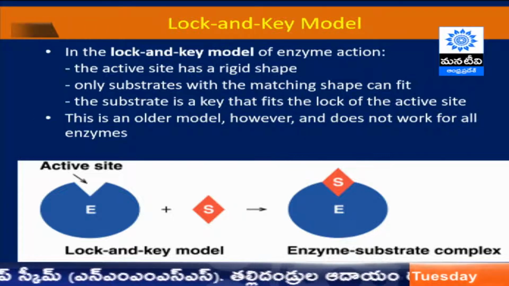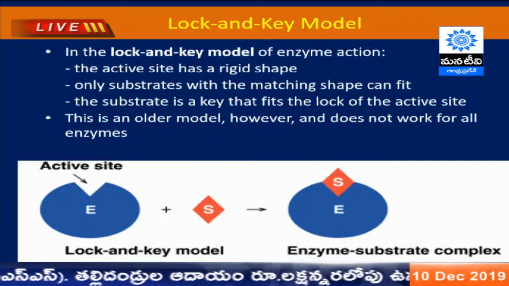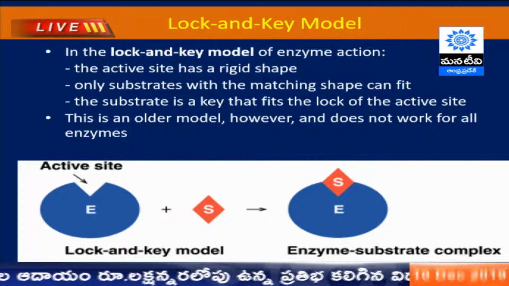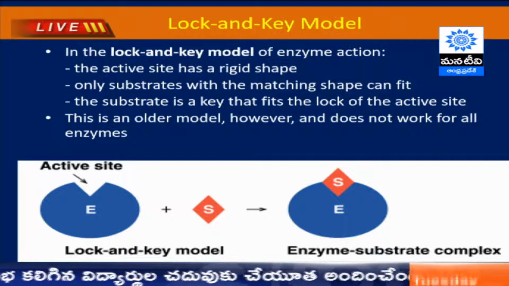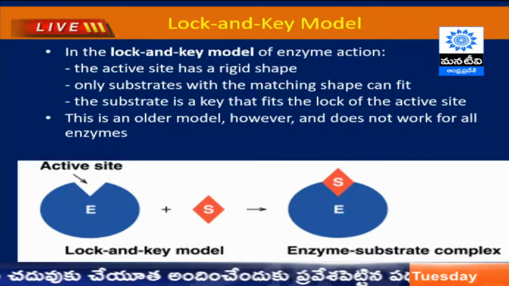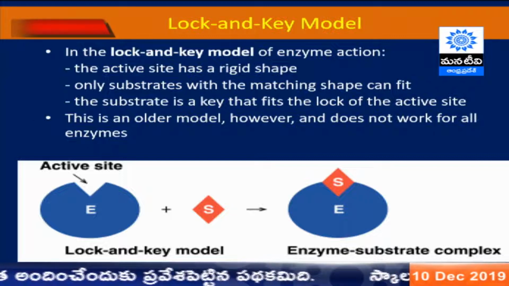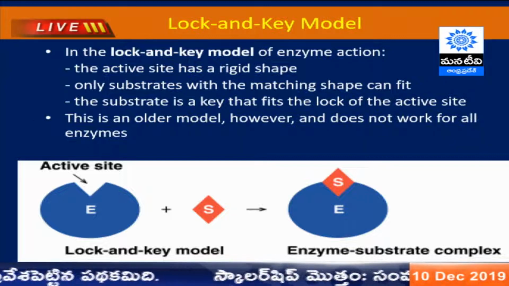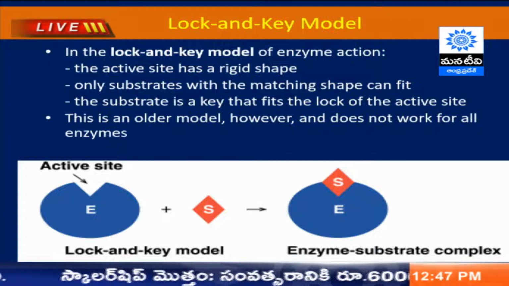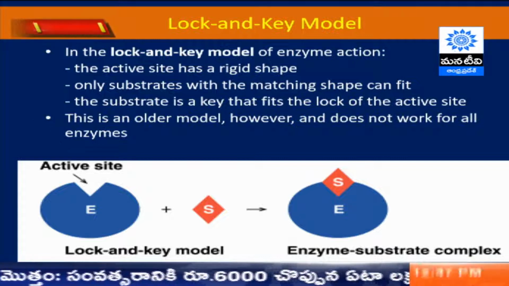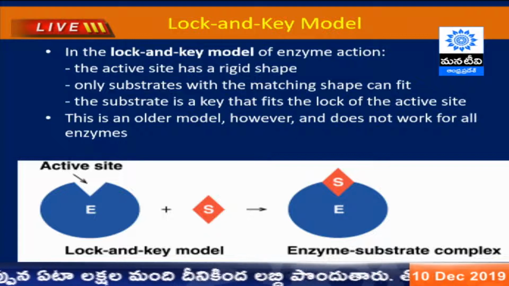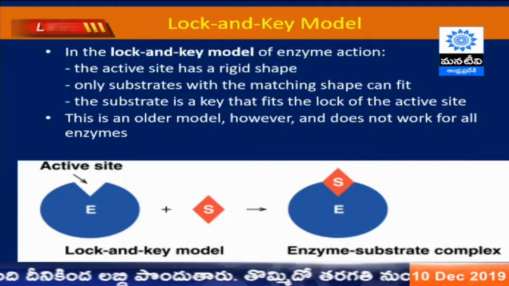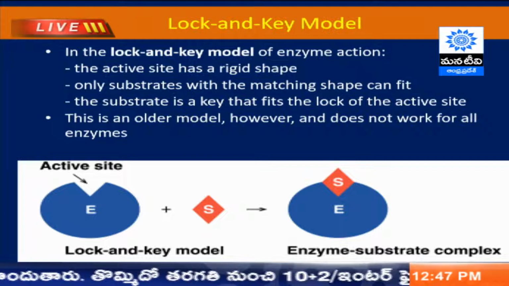But in this mechanism, it is very good that there is no change in the structure of the enzyme. But at the same time, by perfect fitting, that is binding between the enzyme and the substrate, the enzyme substrate complex is forming, and it is no longer the substrate fit into the enzyme, it has to be dissociated, releasing the enzyme freely and converting into the products.